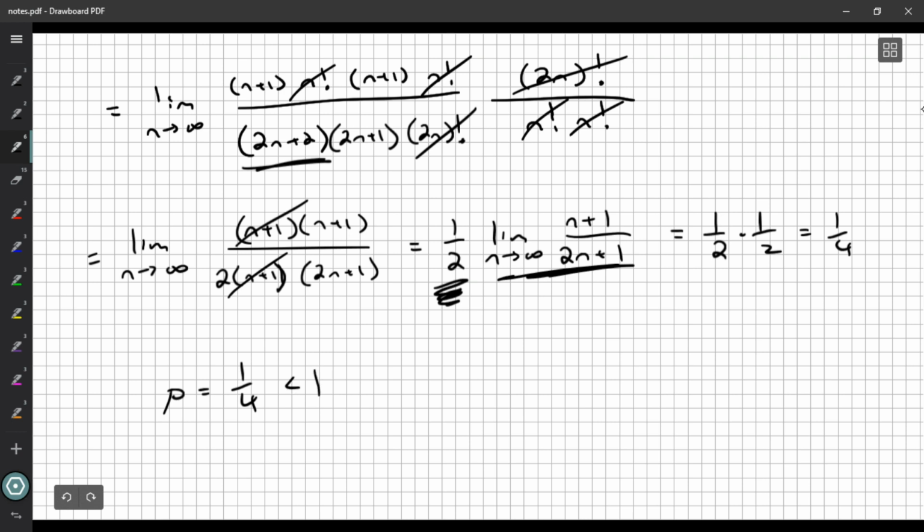This is less than 1. So the ratio test does have something to say here. It tells us our series converges.